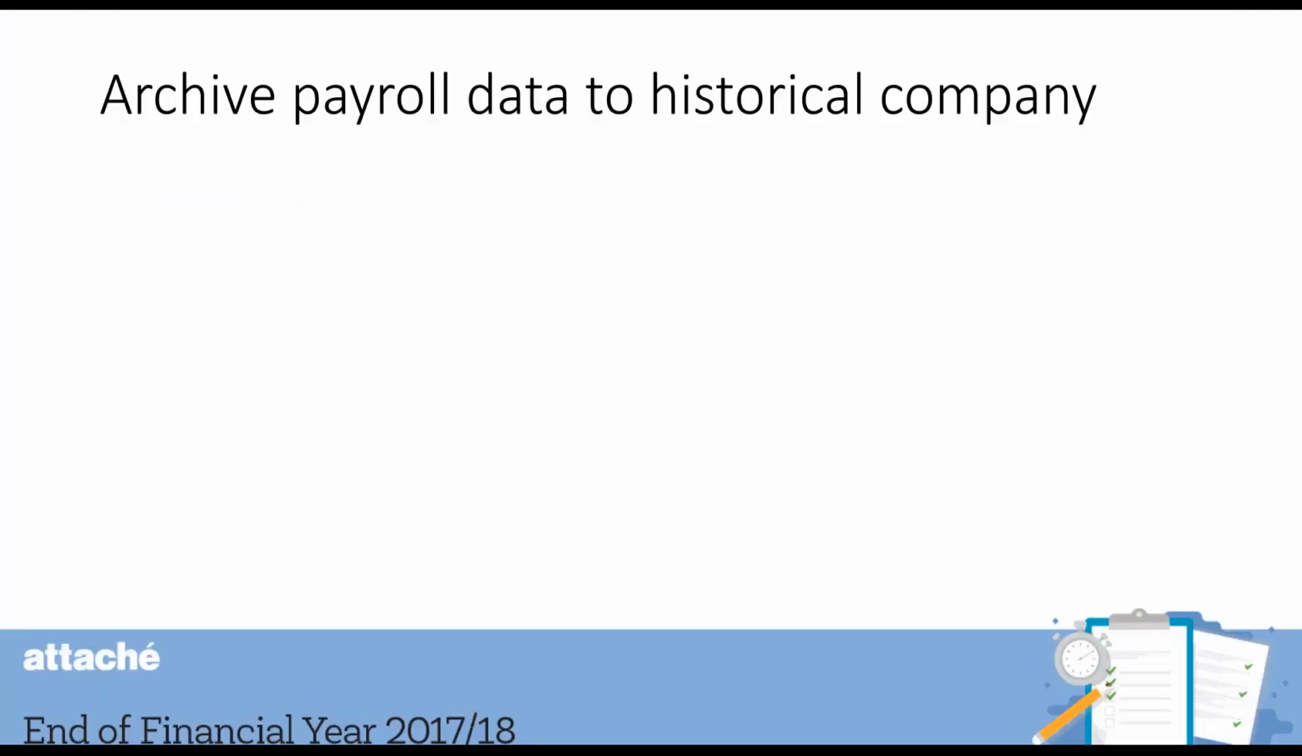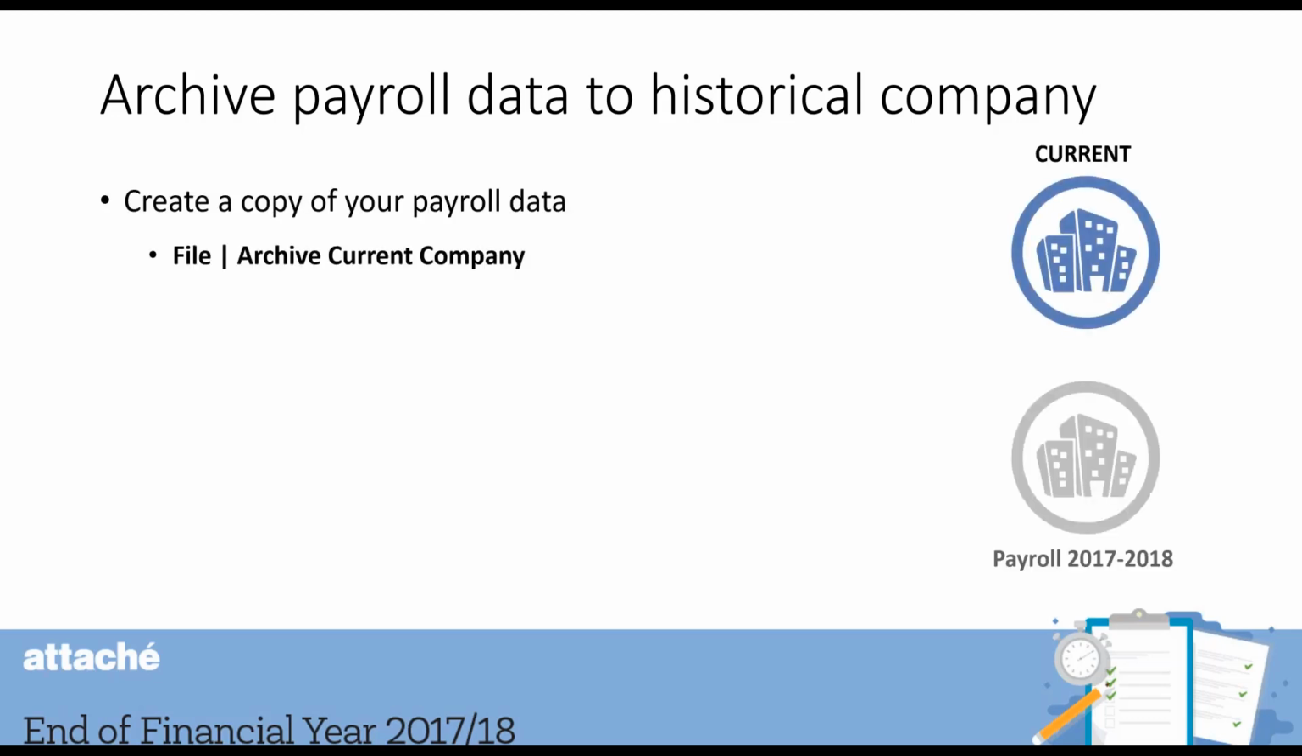Okay. So now that we've created payment summaries, printed the payment summaries, created the ETP payment summaries and printed them, and we've also created our magnetic media file, what we then recommend you do, before you roll the company into the new financial year and process any pays for 2018-19, is to take a backup of your current company's data set. Attaché recommends that you do this using the Archive Current Company method.